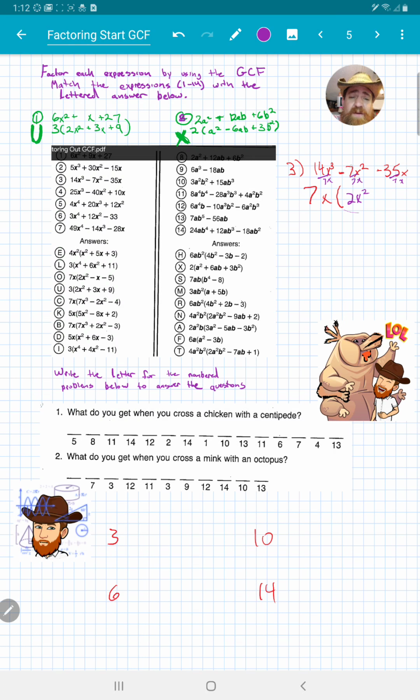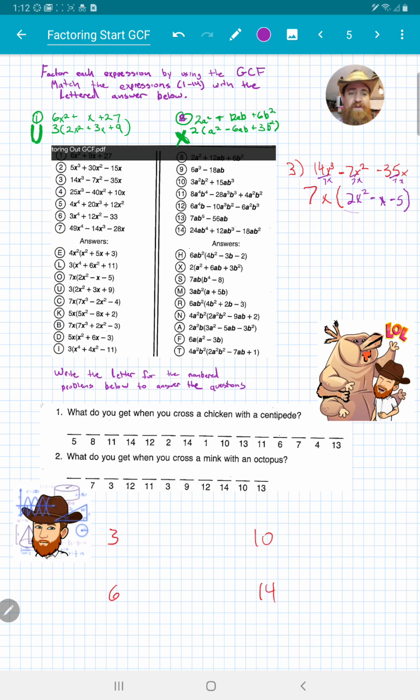Go to the next term. We have negative 7 divided by positive 7. It's a negative 1. Typically, we don't write a 1 as a coefficient. But x squared over x, just taking an x away from x squared, leaves us just x. The last term, negative 35 divided by 7 is negative 5. And the x's, same top and bottom, cancel out. And that is my factored form.